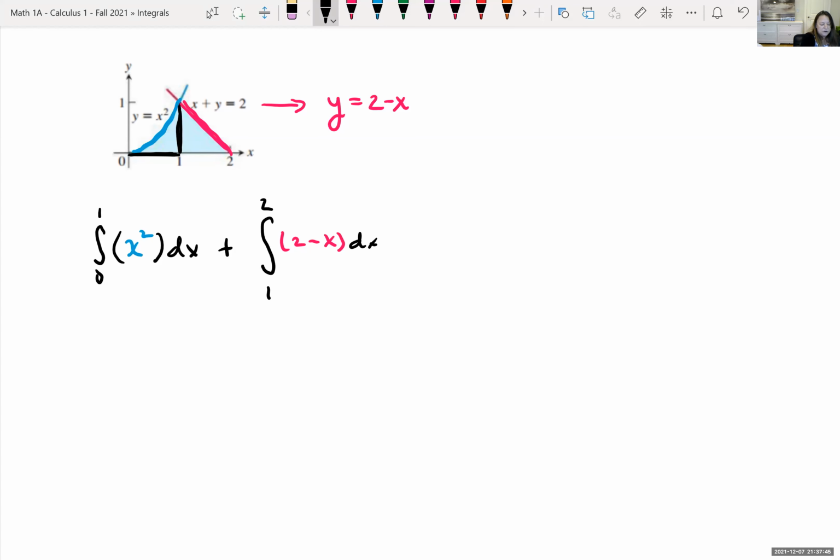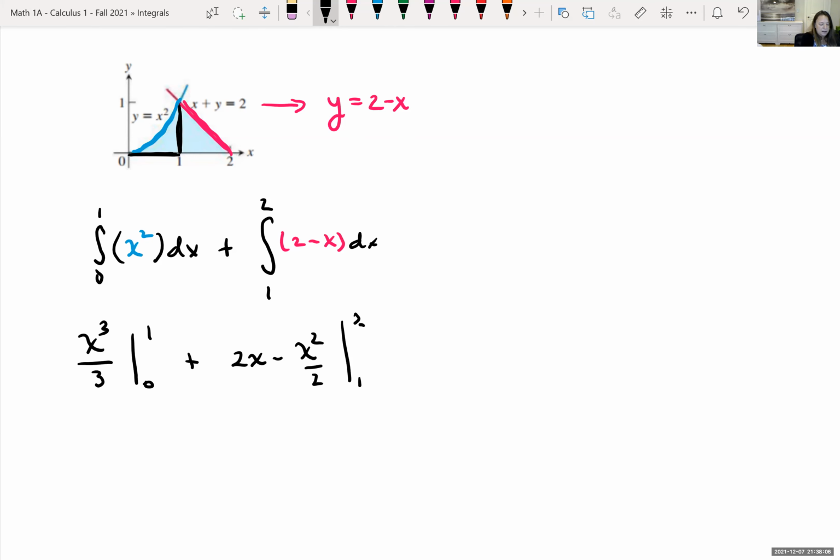Okay, so the antiderivative of x squared is x cubed over 3. We're evaluating this from 0 to 1. Plus the antiderivative of 2 is 2x. Minus the antiderivative of x is x squared over 2. We're evaluating this from 1 to 2.